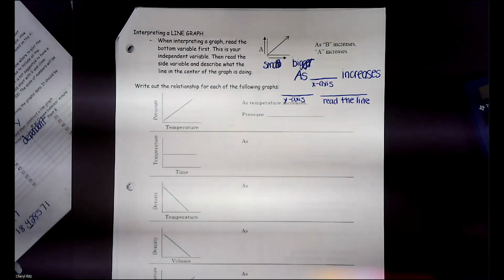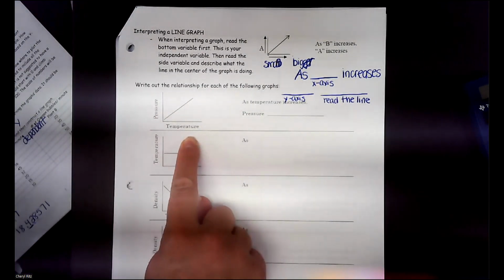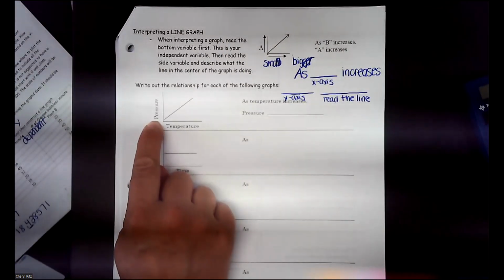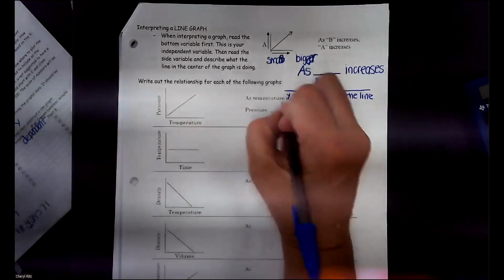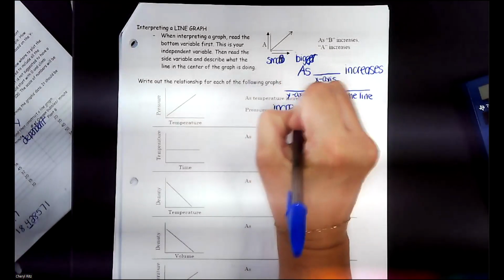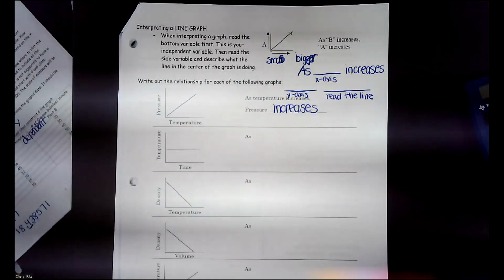So let's try it on this next one that has temperature and pressure on it. I already started this one for you. As temperature increases, so that's the X. So as X-axis temperature increases, read the Y, that's pressure. What's the graph doing? Increasing. So that one, I kind of got it started for you. Now I want you to use that same system. Try the next one. Do the whole sentence on your own for that one.